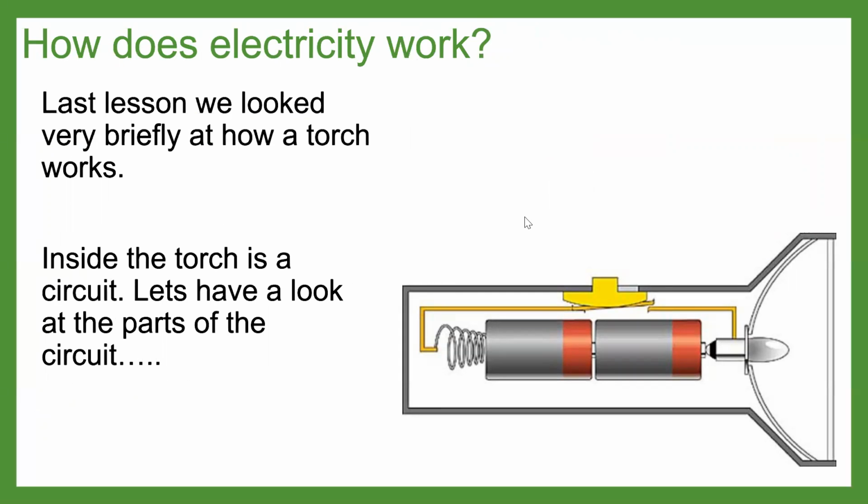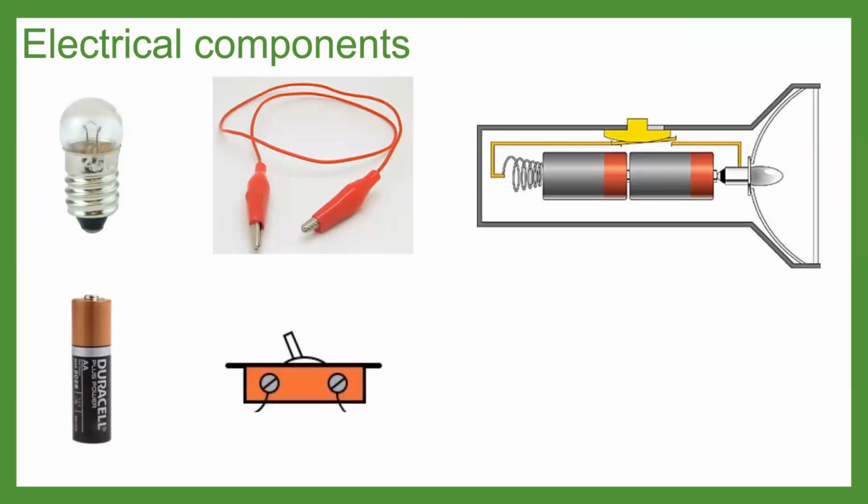So how does electricity work? Last lesson, we had a little look at how a torch works. Inside the torch is a circuit. We're going to have a look at the parts of a circuit. So the electrical components we need are on the screen here.